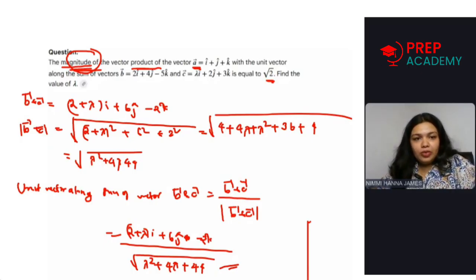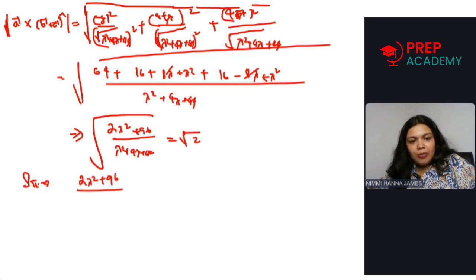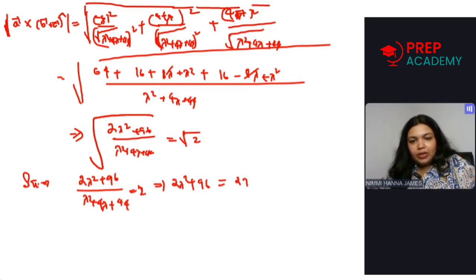We want to find the value of lambda. So this is equal to root 2. Now I want to find the value of lambda. What do we do? Square. In order to remove this root, we will square on both sides, that is 2 lambda square plus 96 by lambda square plus 4 lambda plus 44 is equal to 2. Moving this to the other side, I get 2 lambda square plus 96 is equal to 2 into lambda square plus 2 into 4 lambda, it is 8 lambda, plus 2 into 44, it is 88.